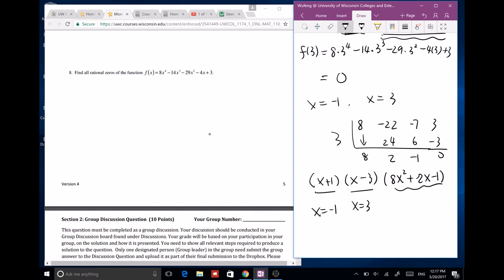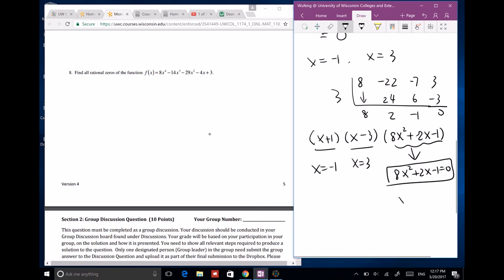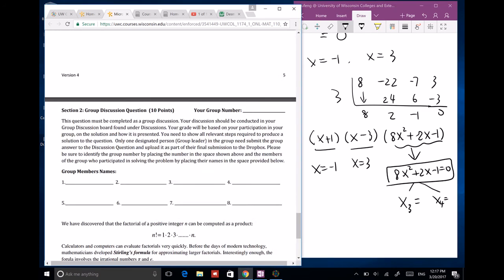So now you need to use the quadratic formula to find, or you can factor, find the other two solutions. This is the quadratic formula. You should be able to find the two roots for this, right? x3 equals what, x4 equals what, based on whatever this gives you. Okay, so this is number 8.